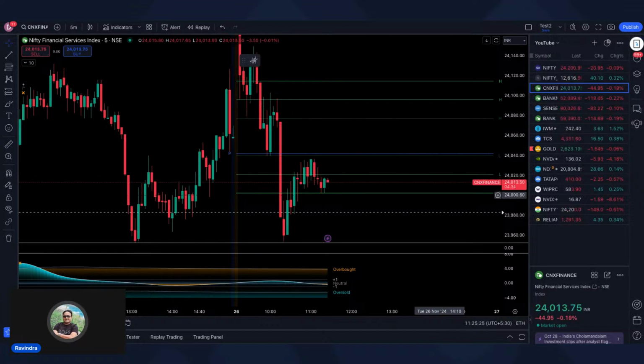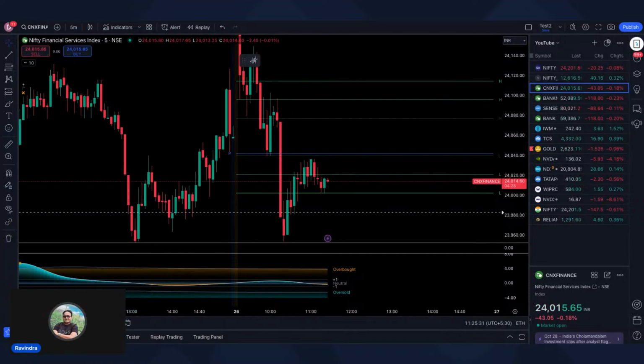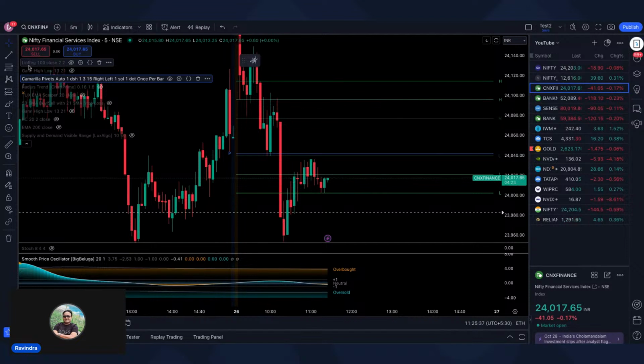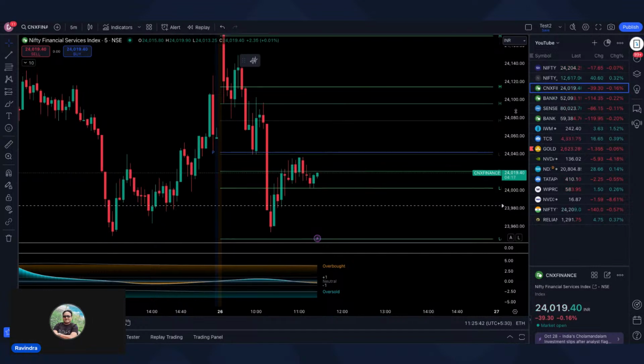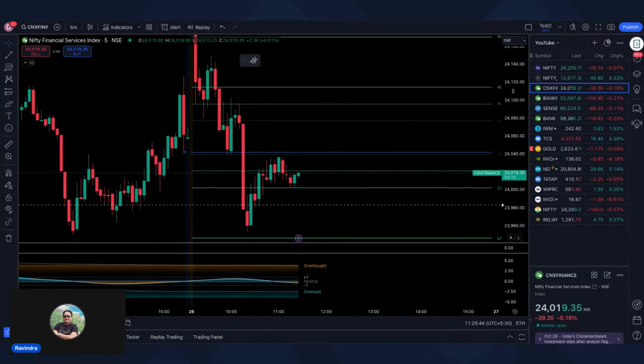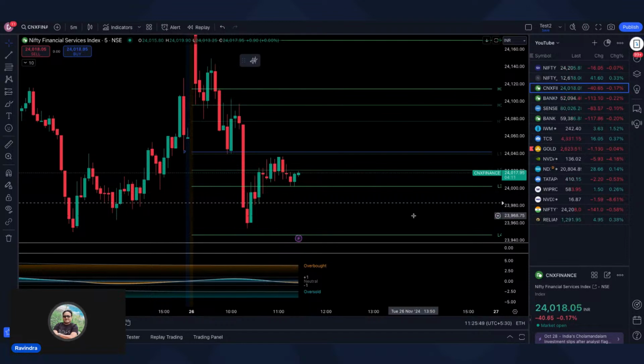Which indicator, Nilesh? So this is Camarilla pivot points, and you can actually see here Camarilla pivot auto. I'm not using anything else for now. That is the only indicator that I'm using, and I will stay here for now.